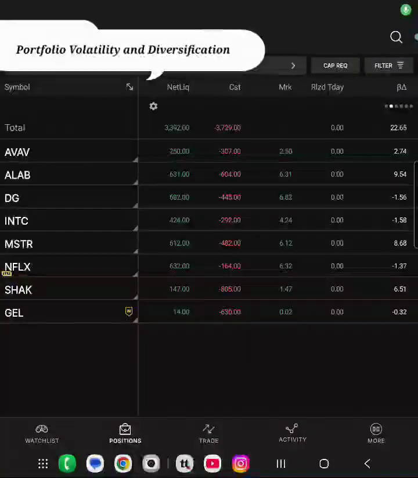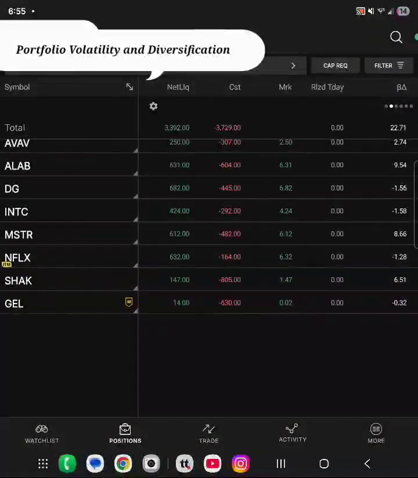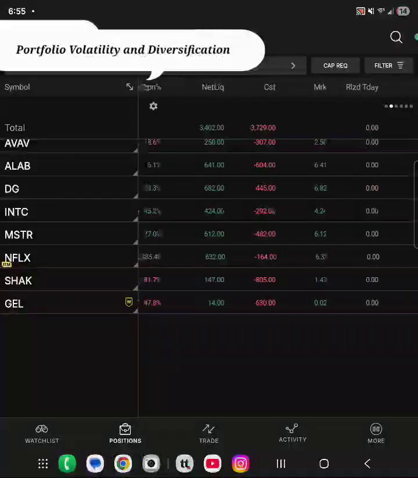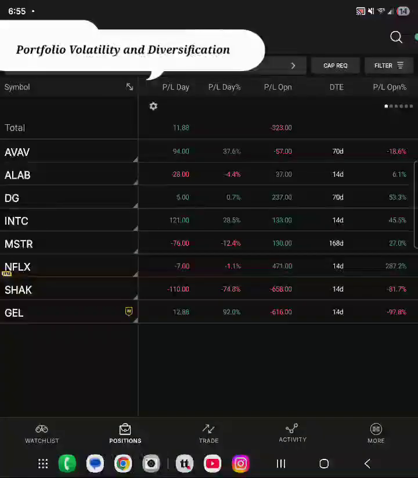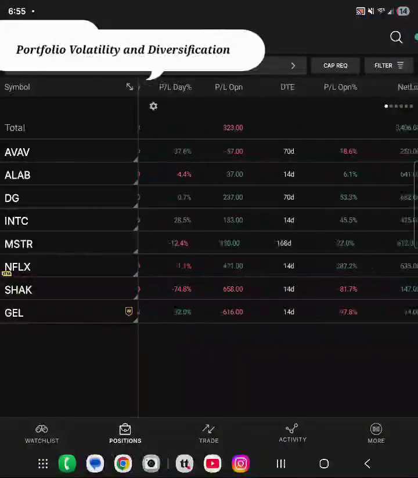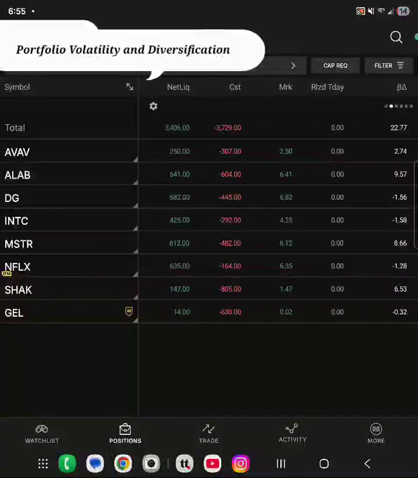So this video is going to be real short. I just wanted to show you what volatility looks like in a portfolio that is well diversified. And the way that I can do that is utilizing how much it's moving in a day. And I can also do it with the beta weighted delta.